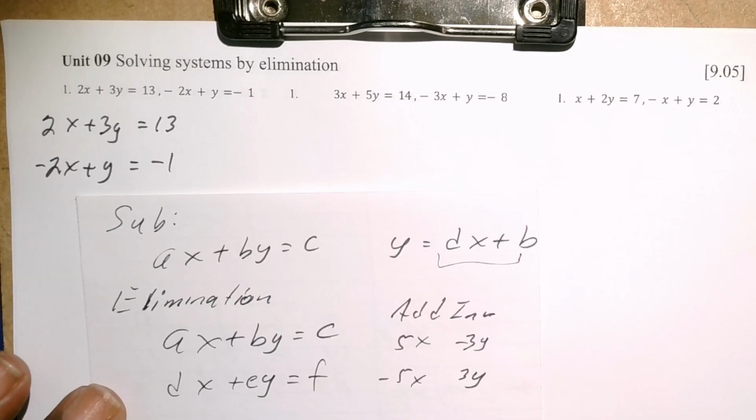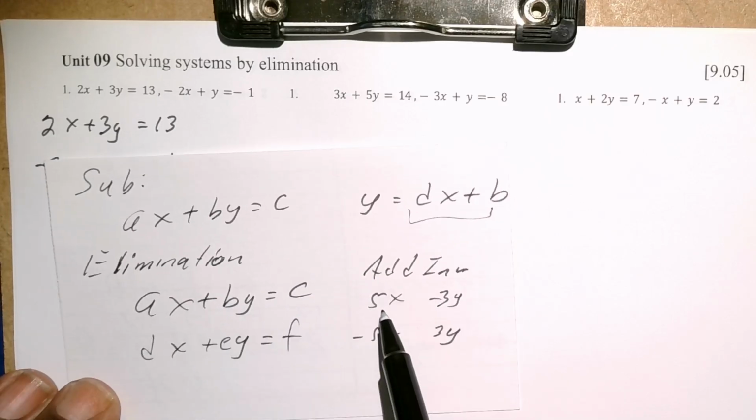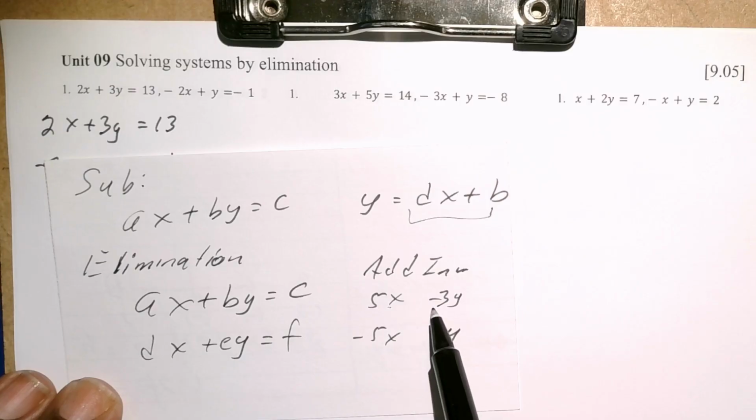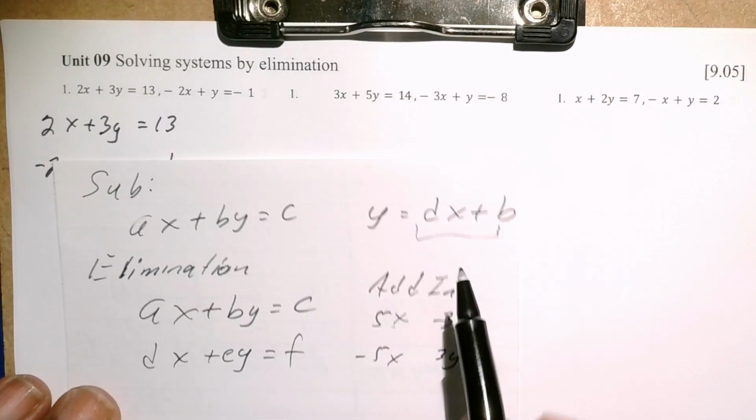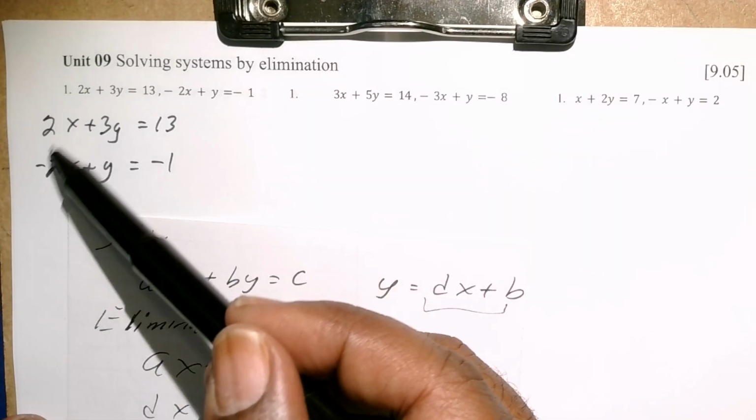And even if you had z's. Oh, sorry, couldn't see that. All right, so you want something like 5x and negative 5x. Those are additive inverses. Or if you had a negative 3y, you would want a positive 3y, and those are additive inverses, and those would cancel. So let's look for additive inverses, and we have them. There's a 2x here and a negative 2x.